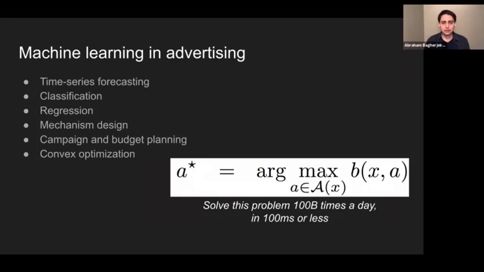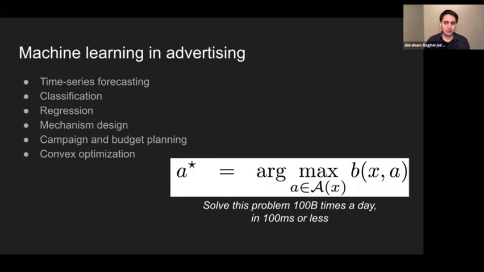So as a machine learning problem, we can view advertising as solving an optimization problem. As shown here, the optimization problem is fairly simple to write. We want to find the ad, which we denote by A, from the set of all possible ads that we can show to a person, that maximizes some sort of a value, which we're denoting by B here. And that's it. Advertising does this 100 billion times a day in less than 100 milliseconds. So this is a very frequently solved optimization problem.